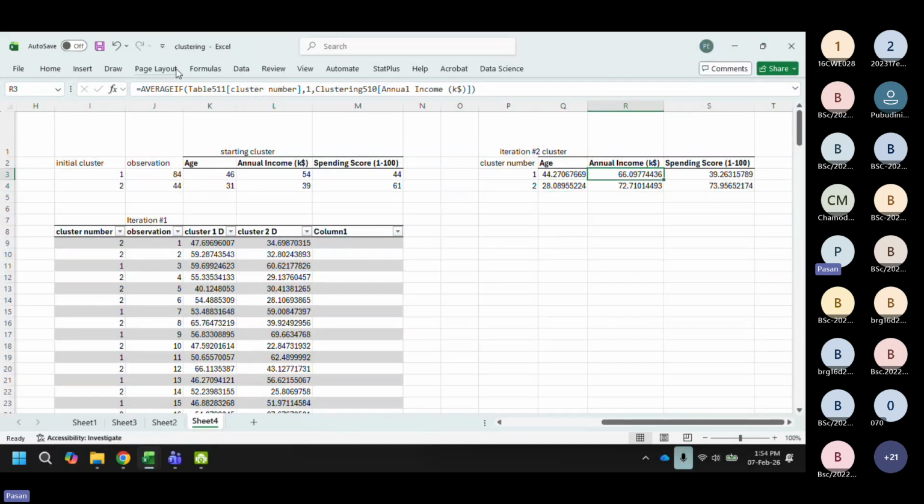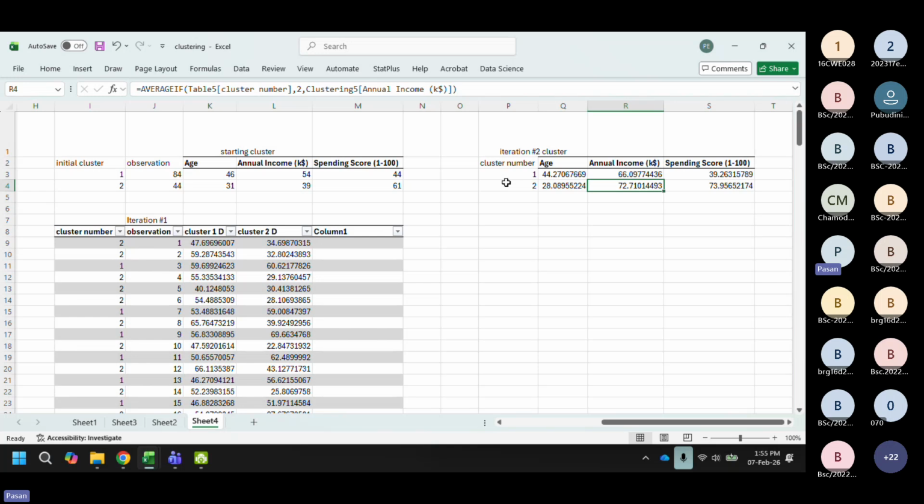Then for each one you can see the annual income variable and the spending score variable, right? So that's each variable, and you look at the column and do the averages of each of those columns. So then I have the new centers here. These are going to be the new values for the centers.